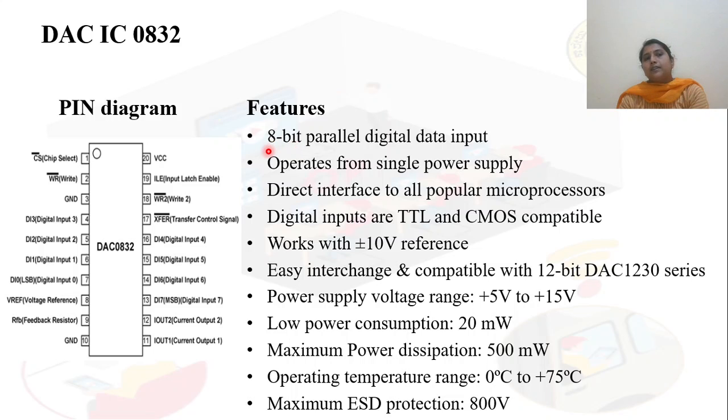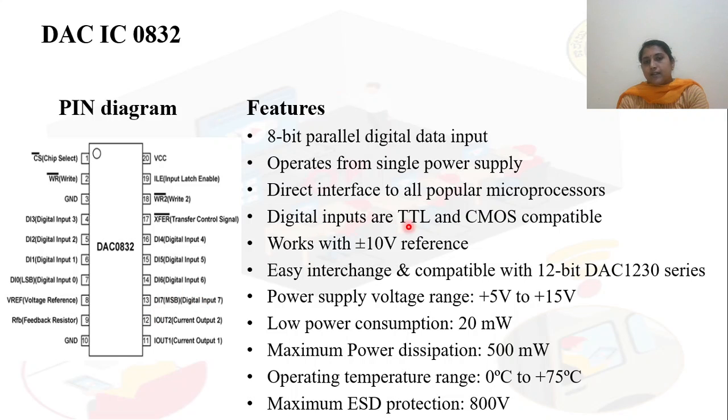This 0832 DAC has 8-bit parallel digital data input. That means the DAC contains 8 different parallel digital data inputs, and operates on a single power supply. So we require only one power supply. Direct interface to all popular microprocessors. So we can directly interface this IC 0832 to any popular microprocessor.